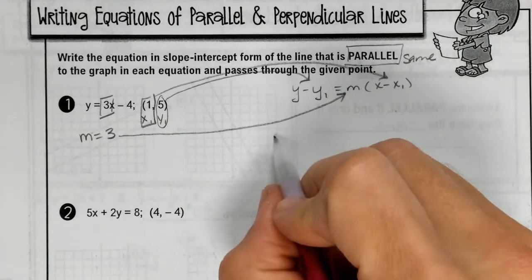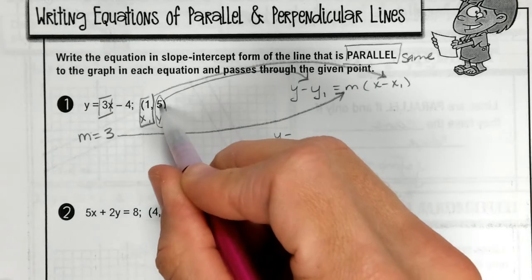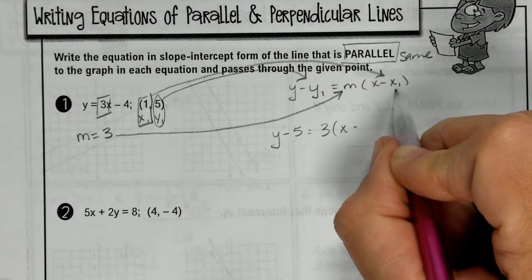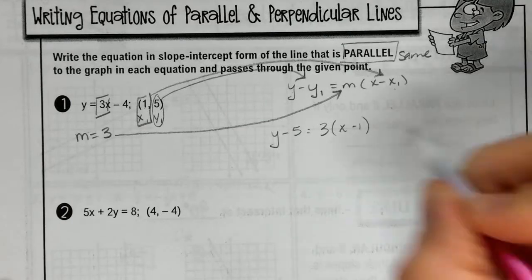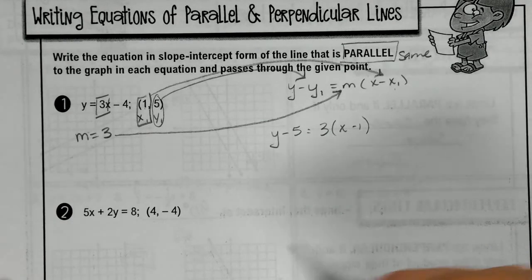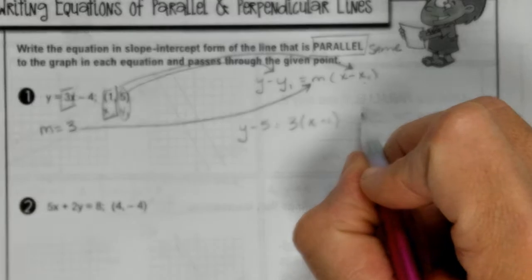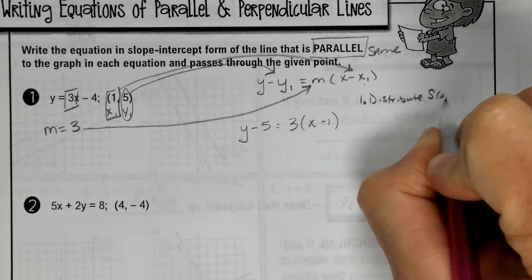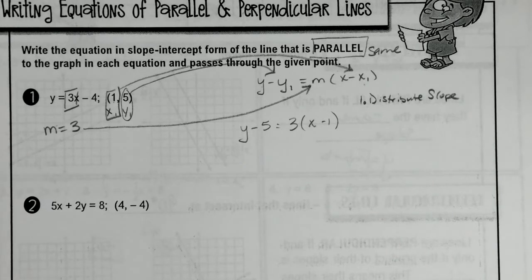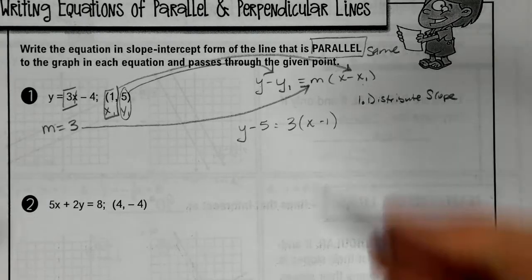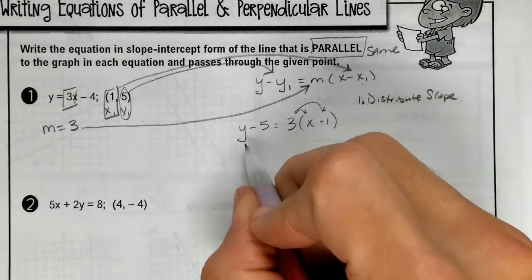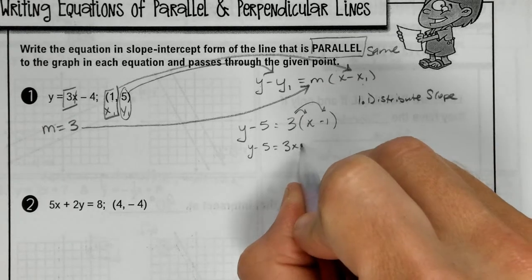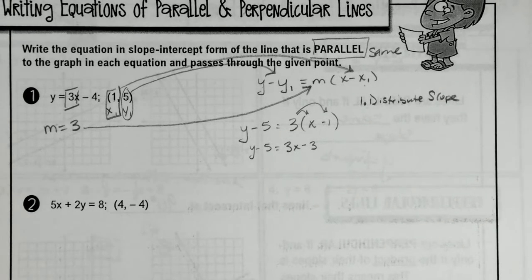Alright, so let's go. I got y minus y1, which again is the y value of my point, which is 5. So y minus 5 is equal to m, 3, times x minus the x value of my point, which in this case is 1. So now let's go ahead and convert to slope-intercept form. Again, you've got 2 steps. Step number 1 is to distribute the slope. So I'm distributing a 3 to both terms inside my parentheses. So I've got y minus 5 is equal to 3x, 3 times a negative 1, which is a negative 3. So first step, distribute the slope.